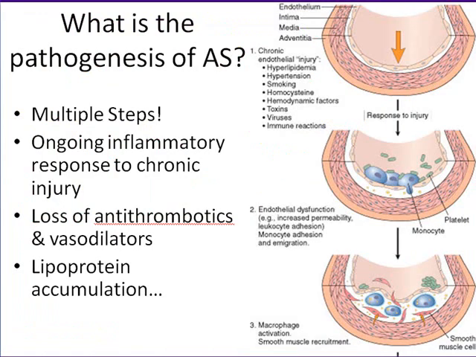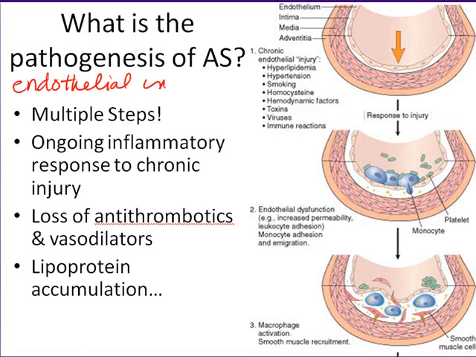So let's talk about the pathogenesis of atherosclerosis. This is a multi-step process. There's a lot of different events that happen. And what I want to emphasize first here is that we're operating under the assumption that the endothelial injury hypothesis is the correct hypothesis for the pathogenesis of atherosclerosis.